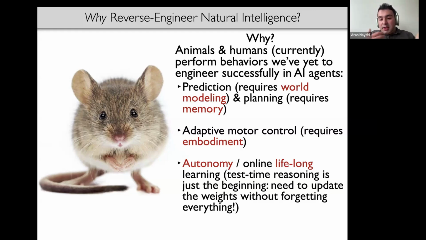Adaptive motor control, so adapting online and not only being autonomous, but being really an online lifelong learner. So not just over the next 15 minutes, but really being able to maintain and update things without forgetting everything. The test time reasoning paradigm that we see with OpenAI's O1 or O3 models, and even in Gemini, is just the beginning, right? There's no weight updates happening there. It's just inference time after the weights have been trained, but it's really just the beginning of working towards these autonomous lifelong learning agents, and there's still a lot to do there.